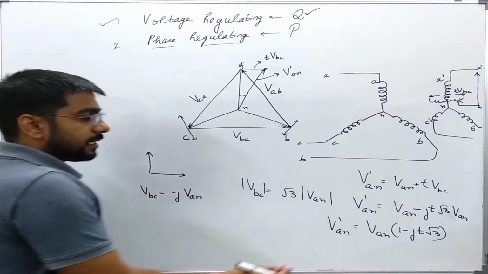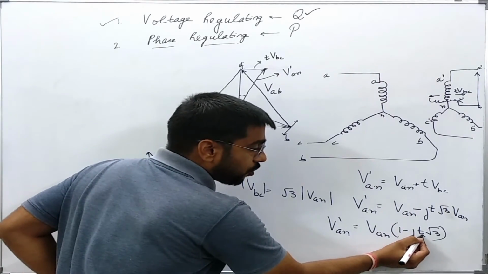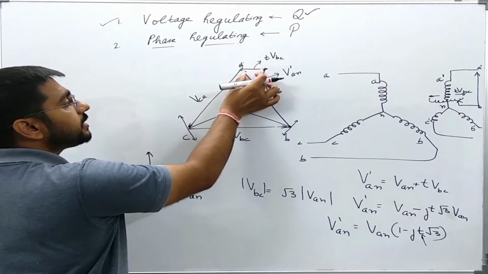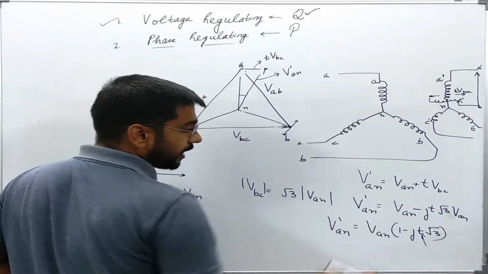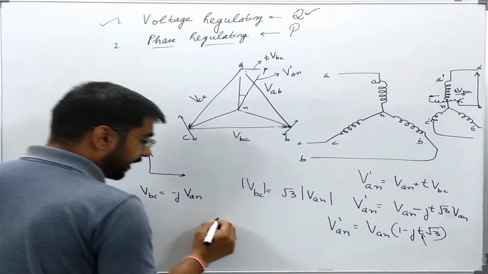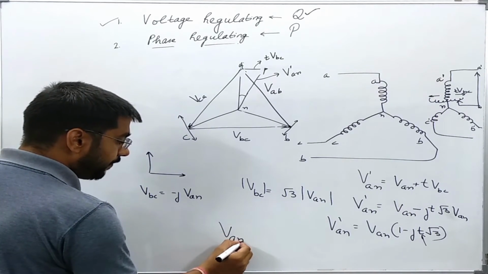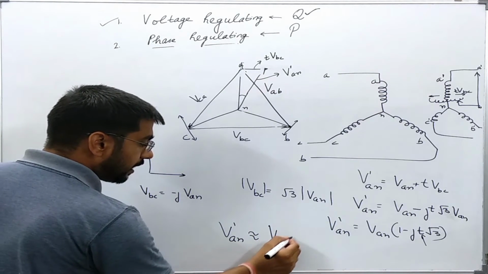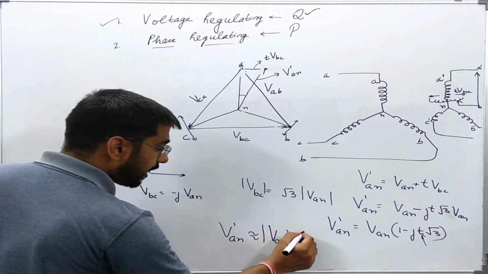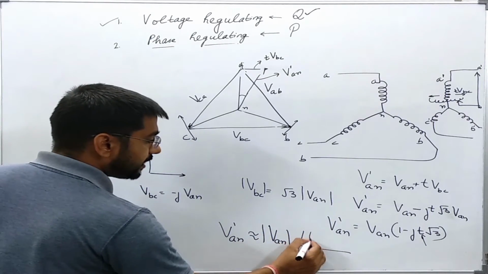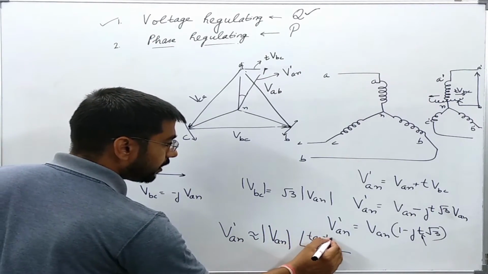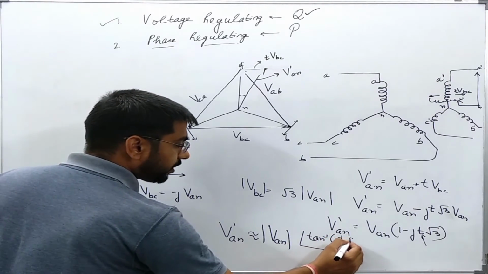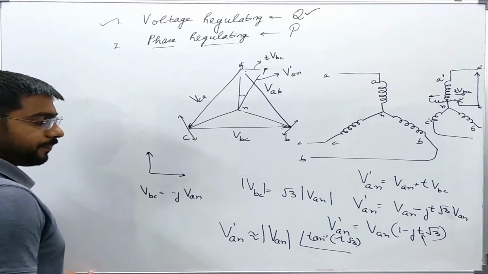Okay, now this T is actually very small. You see, magnitude wise, this thing is very small as compared to 1. So I can write that VAN prime is approximately equal to VAN angle minus tangent inverse of root 3T by 1.